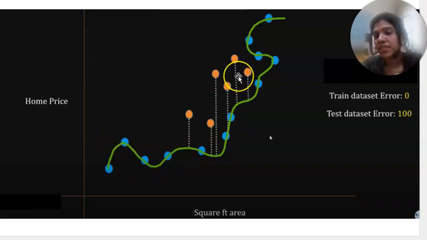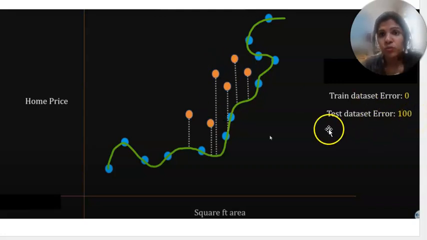But what about the test data set? The test data set has 100% error. Why? Because if the data point is here and the other data point is here, the home price is different for both of them. How will we calculate? Its square feet will come under here and the home price will be here, and this one's square feet under here, and this one's square feet under here.